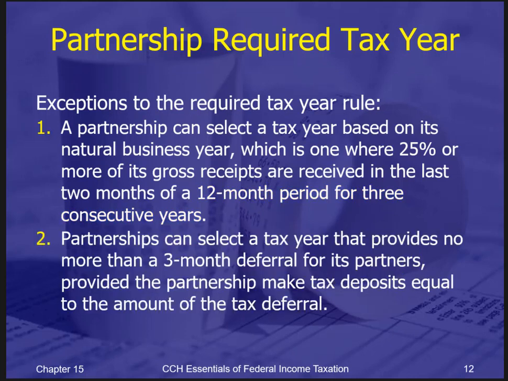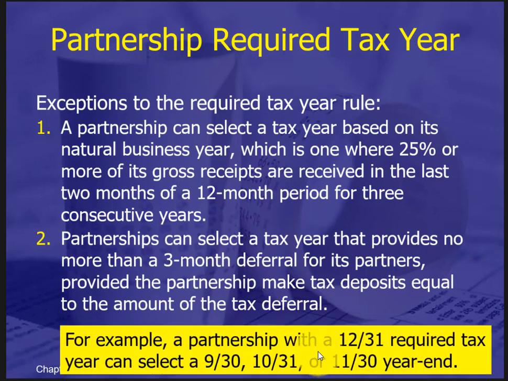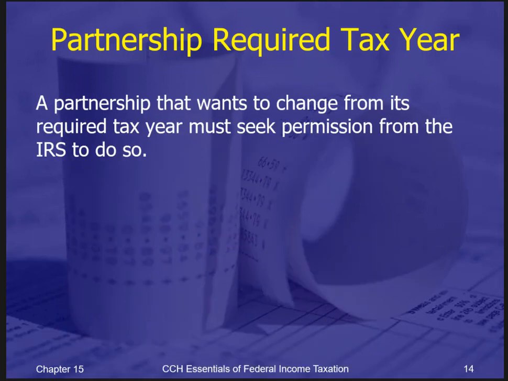All right? And you can select tax years with a 3 months deferral for its partners. So if the partnership is 12/31, you can, if required, select 9/30, 10/31, or 11/30. Because you see, there's no more than 3 months between the time when the partnership ends and when you would have reported it to the partners.